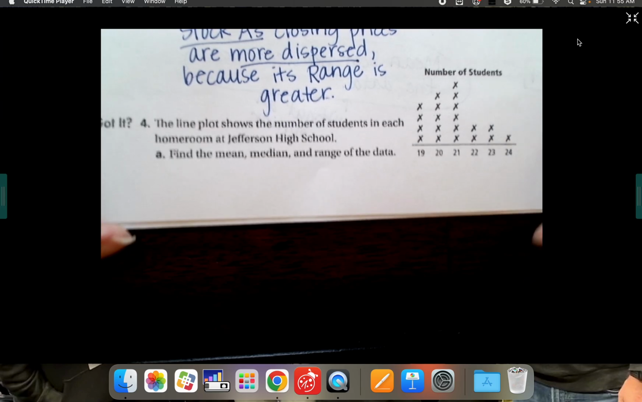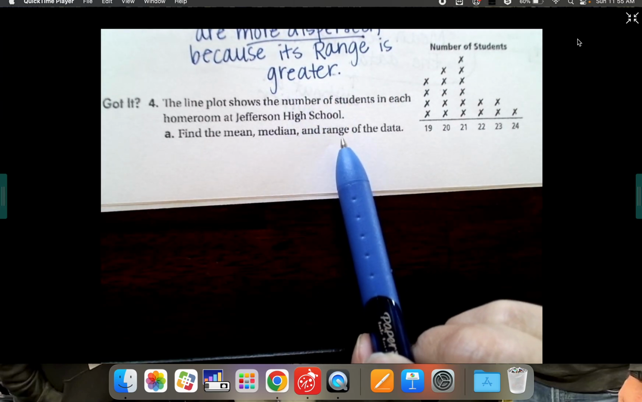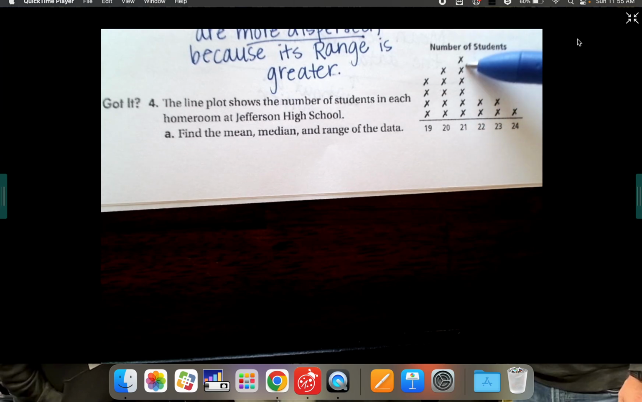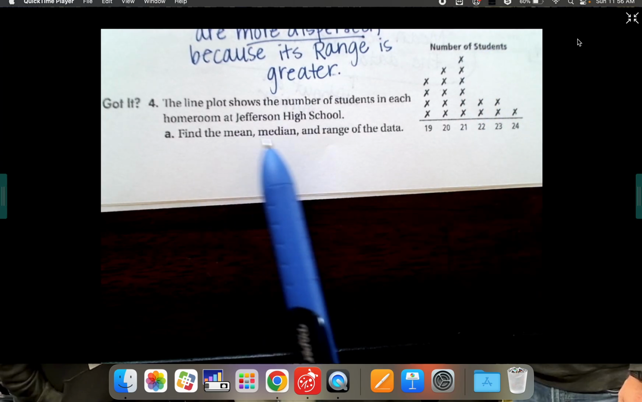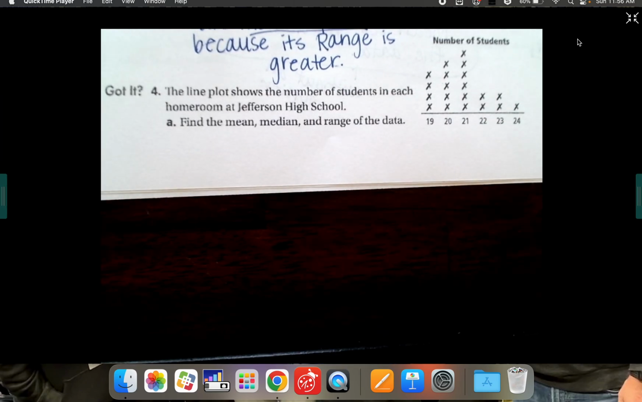Your got it today is to try to find the mean, the median, and the range. So it didn't say mode, which I think is interesting, but we should talk about that. The mode would clearly be 21 because the mode is the one that's there the most. So most classrooms at this high school have 21 students, but instead it's just saying mean, median, and range of the data. So go ahead and push pause and try those on your own, and then I will definitely work them out with you since you have not seen a line plot yet before.